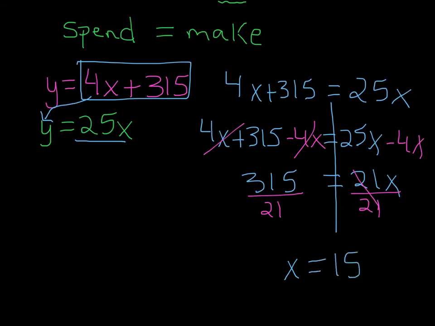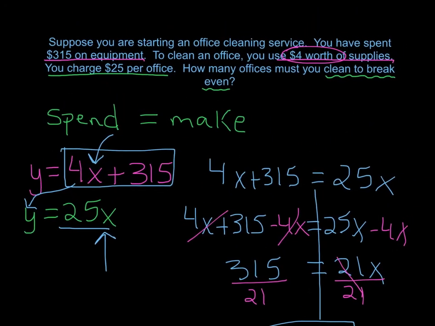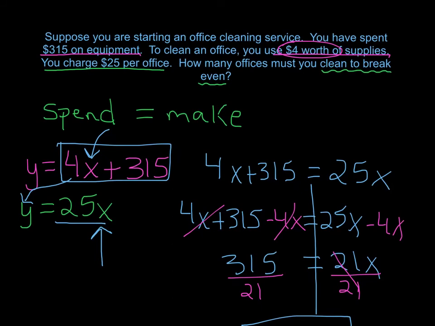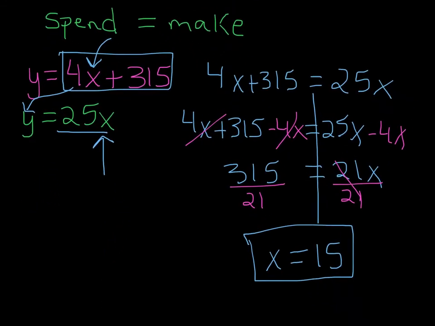So what did we just solve for? x represents the number of times that you are cleaning an office. So for you to break even, you would have to clean 15 offices, and after 15 you'll start making a profit. So let's go back up. That is the only question they're asking. How many offices must you clean to break even? So we don't need to solve for the other variable. We can stop at solving for x.